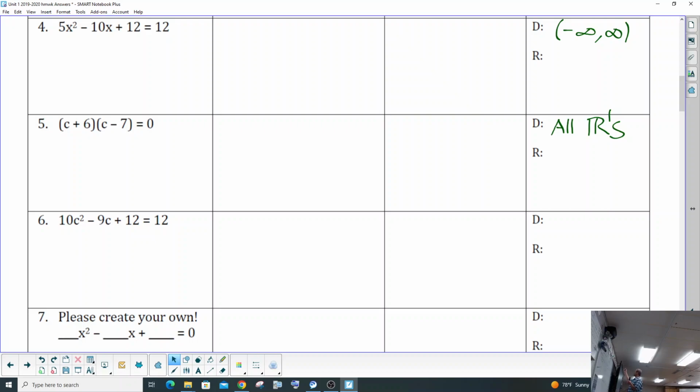3, 4. Don't forget for number 4, you got a minus 12 that goes the other way. You got to go down the same side, so we're going to minus 12 this way. And so you're left with the 5x squared minus 10x equals 0. You're going to have to do single factoring.